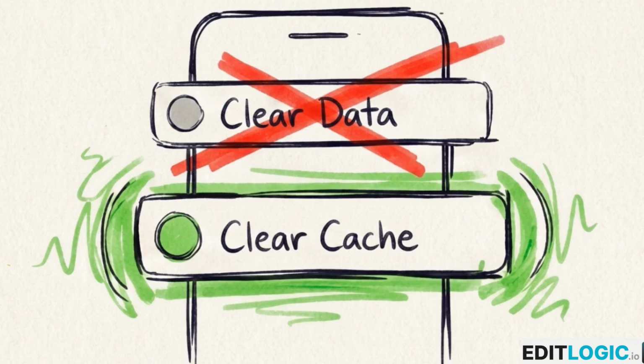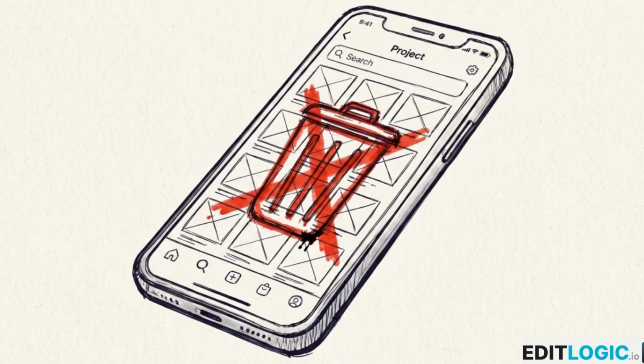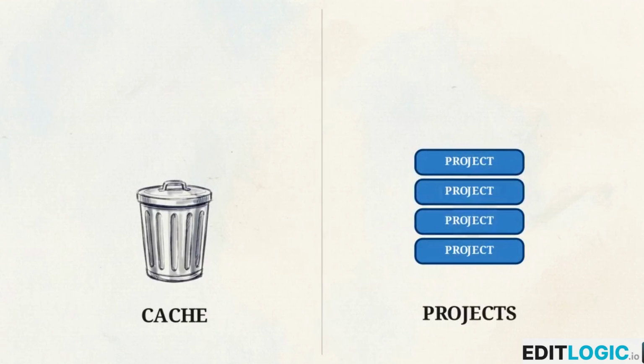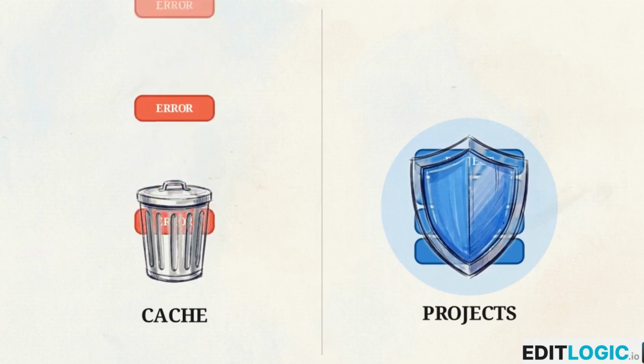Looking at this storage menu, you must be very careful to avoid the Clear Data option. Tapping that will permanently delete every single one of your saved video projects. Instead, tap Clear Cache. This safely targets and removes only the temporary error logs that are causing our problem.